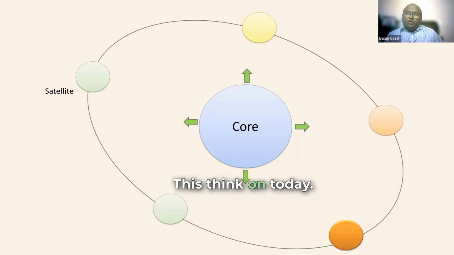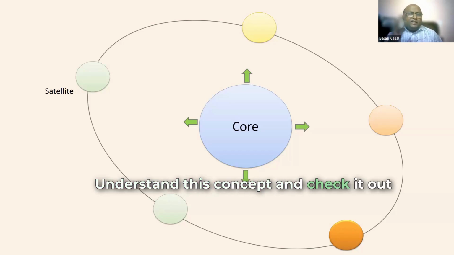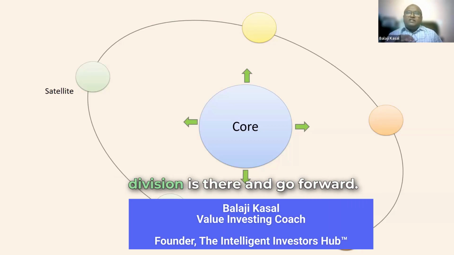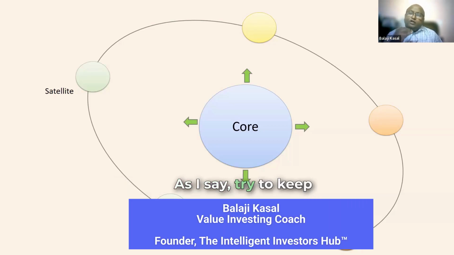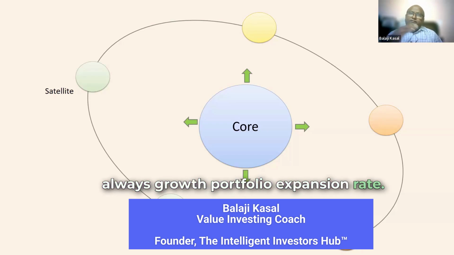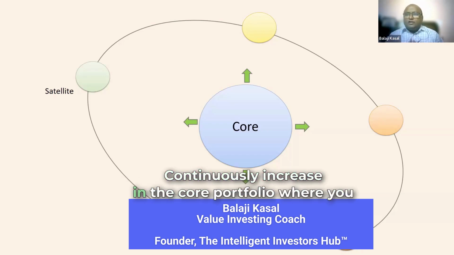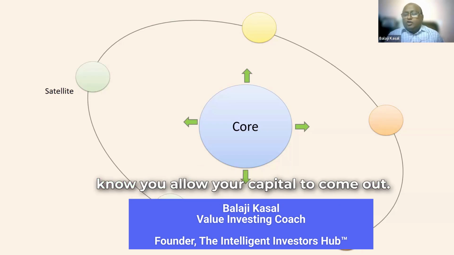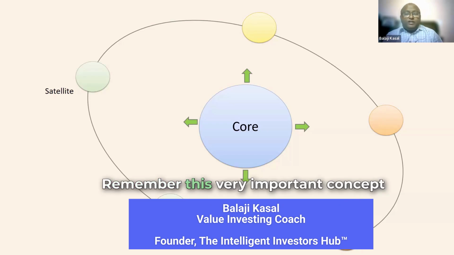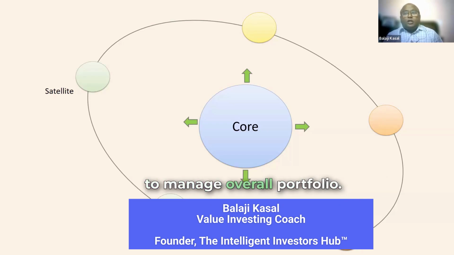Please go and check this out. Think about it today, understand this concept, and check your portfolio tonight and see how the division is, and go forward. As I say, always try to keep expanding the core portfolio, right? Let it happen over the next 6 months, 1 year, 2 years, 3 years, but keep that as a goal. Continuously increase the core portfolio, where you allow your capital to compound. Remember this very important concept to manage your overall portfolio.